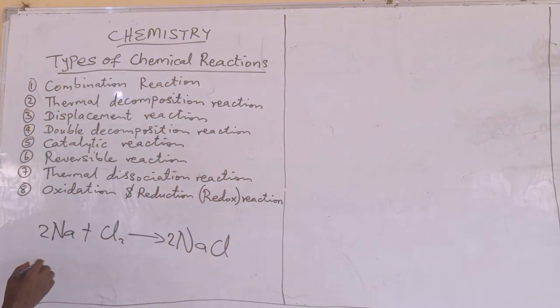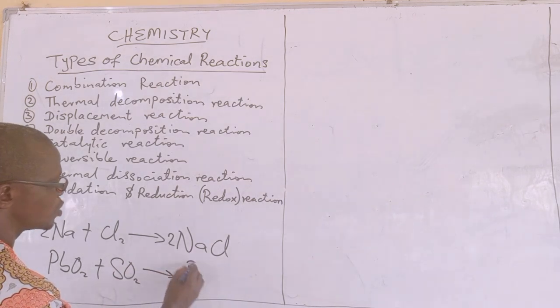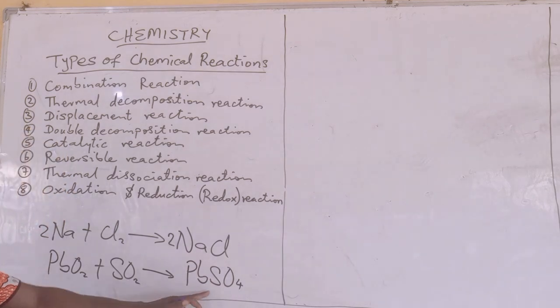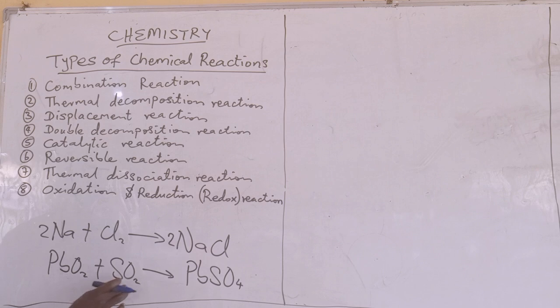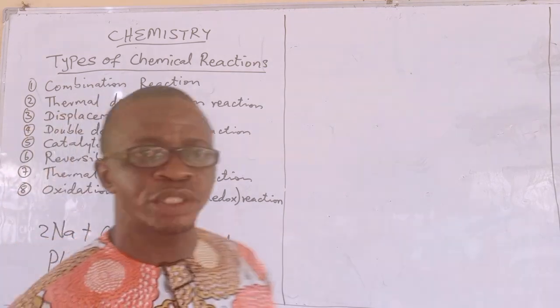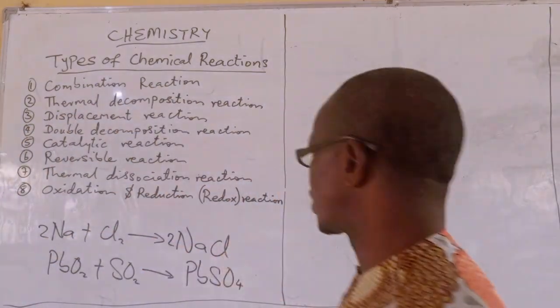So like when I say PbO2 reacting with SO2, this is a compound, this is a compound. You will now get PbSO4. So this is one product, but formed from 2 reactants. When you react 2 substances, you must get one product, and that gives you what? Combination reaction. Now, good, I believe you understand that.